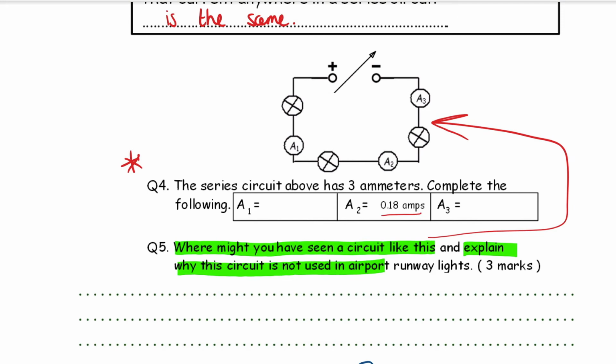The first part of the question, where might you see a circuit like this? One of the few places where you'd see a series circuit would be Christmas tree lights. And that's why sometimes you'll notice when one bulb goes in Christmas lights, all the bulbs go off. Can be very annoying.